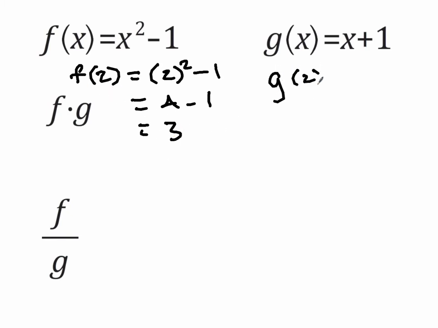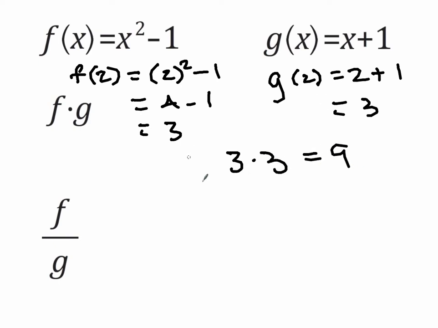If I plugged in 2 for g, what g does is it just adds 1 to it. So now I have 3. So my output for both of them was 3. So f times g should be 3 times 3, which is equal to 9. Let's do the general version and see if that's what we get.